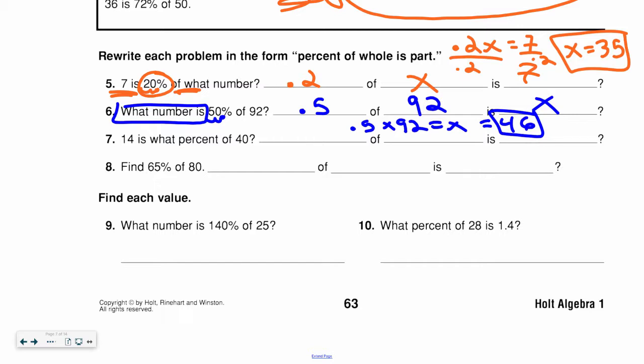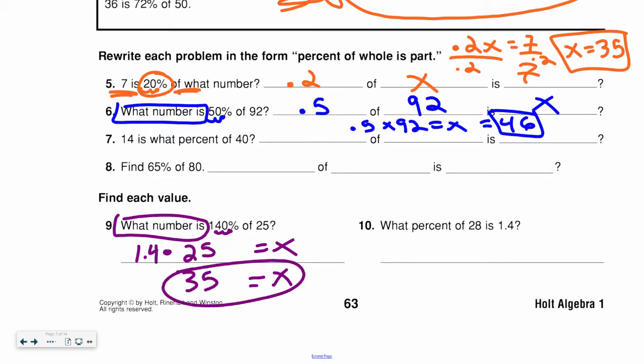I'm going to skip these bottom ones. I want to do 9. What number is? That means my is my x after the equal sign. 140% means the decimal place is here. I move this decimal place over twice. This becomes 1.4 times 25. So all that's saying is 1.4 times 25. So my x is 35. And I don't have to cross multiply.